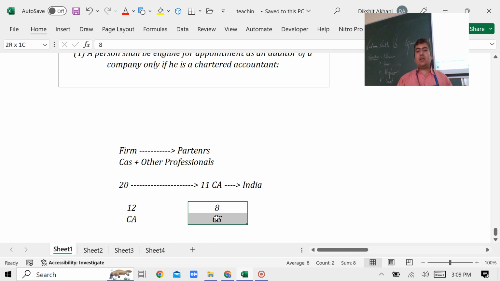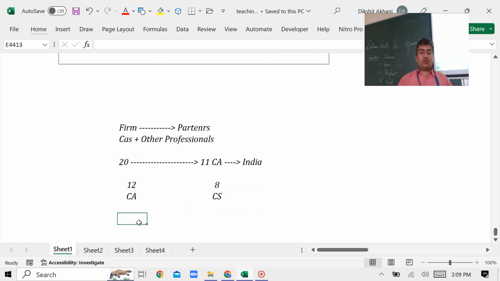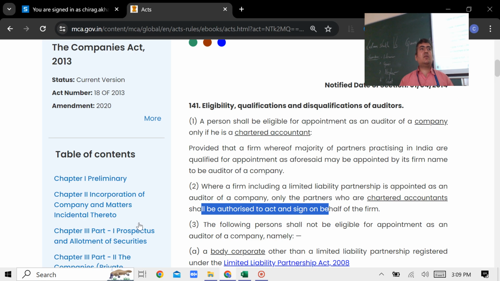But can this company secretary sign the financial statement? No. So answer to this question is only chartered accountant can act and sign the financial statements. No one else can do this. Am I clear to all of you? So that is something about section 141, subsection 1.